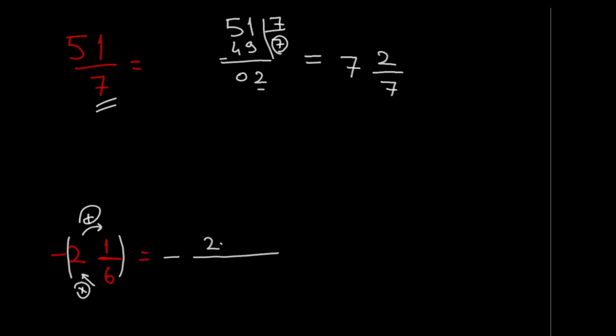Now let's do 2 times 6 plus 1 over 6. We get 13, right? 2 times 6 is 12, plus 1 is 13 over 6. But don't forget we have the negative, so it's -13 over 6.